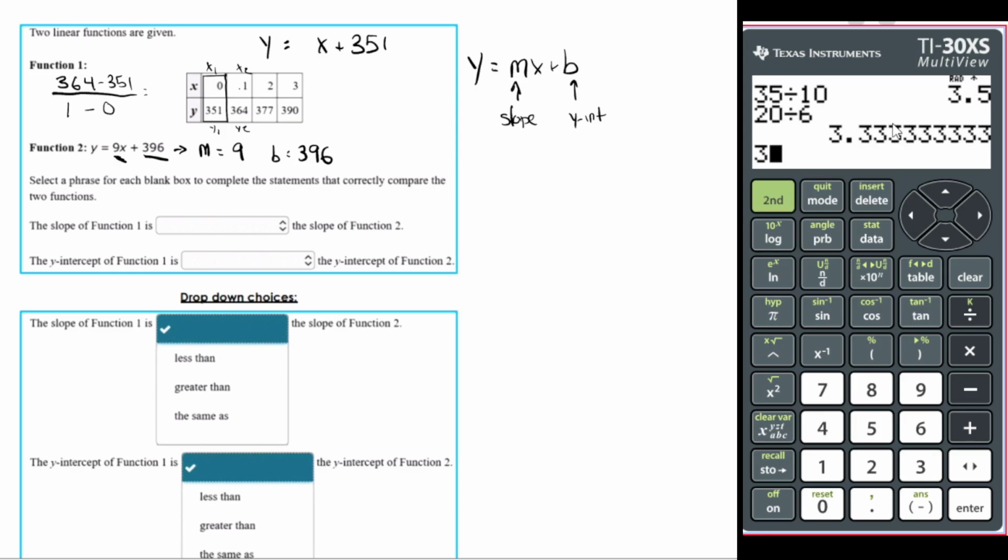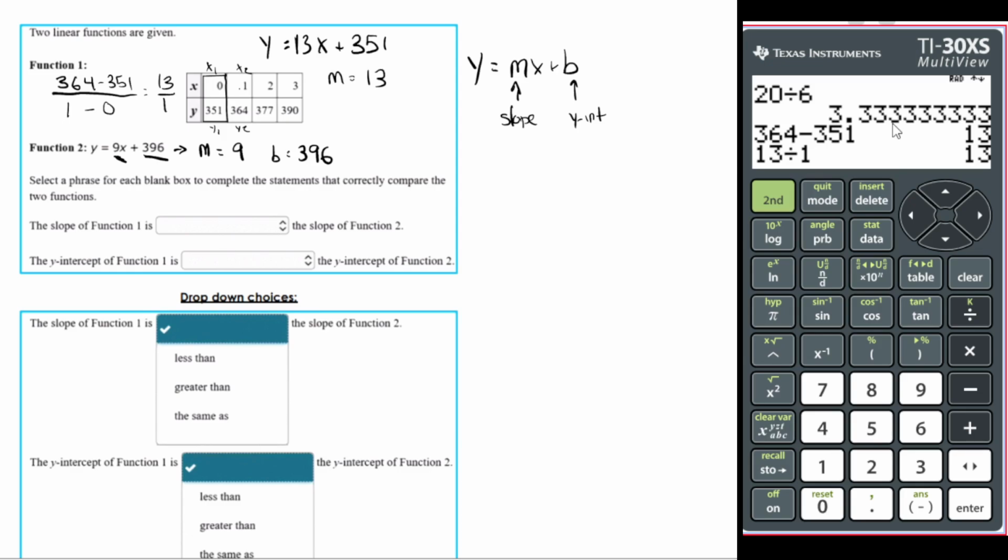364 minus 351, well, that's going to work out to be 13 over 1. 13 divided by 1 is just 13. Anything divided by 1 is itself. So this would be y equals 13x plus 351. Your m is 13. Your b is 351.